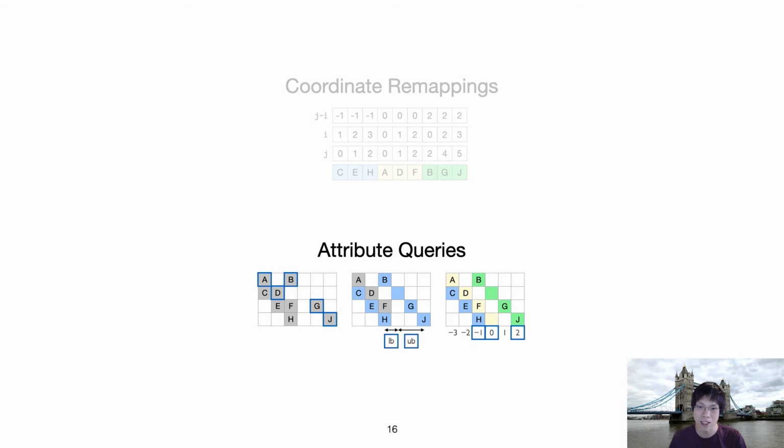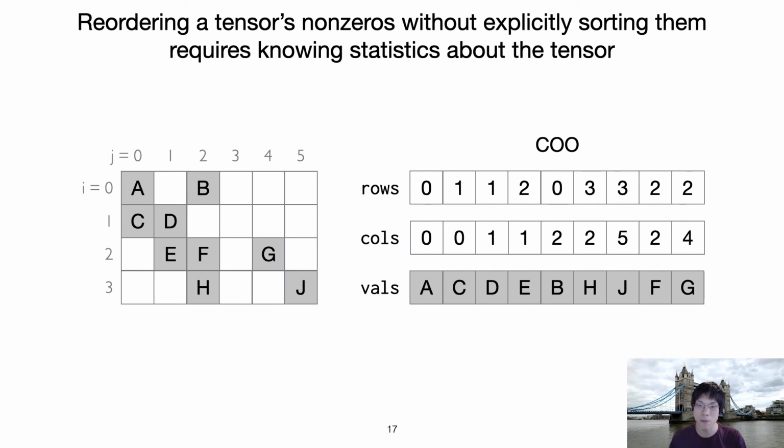However, reordering nonzeros efficiently often requires knowing certain statistics about the tensor beforehand. To see why this is the case, let's suppose we have the same matrix as before, but this time we'd like to convert it from the coordinate format to CSR. As we can see on the right, the coordinate format stores the matrix as a list of its nonzeros and does not have to store those nonzeros in any particular order.